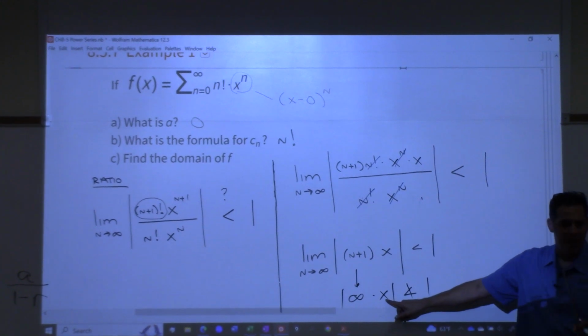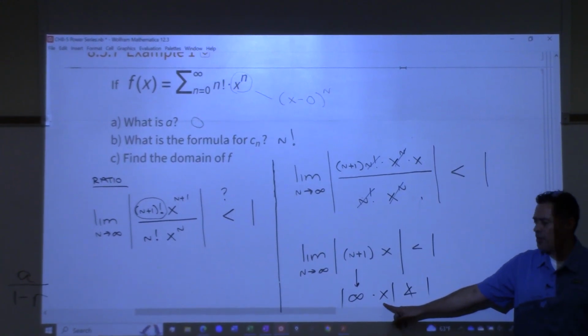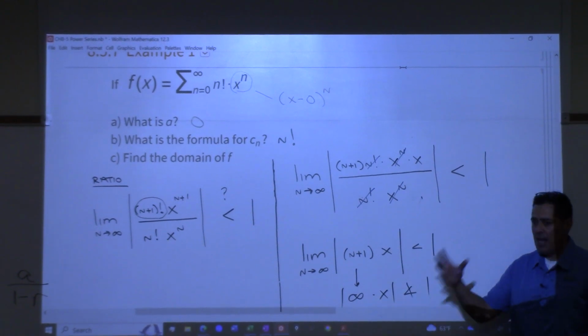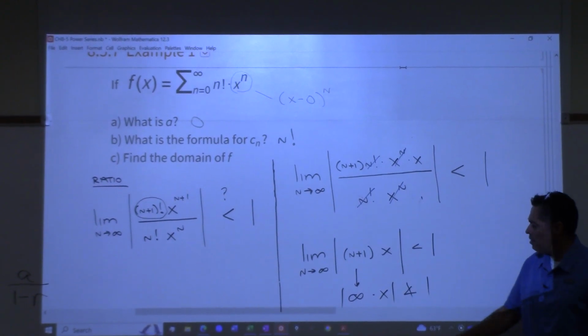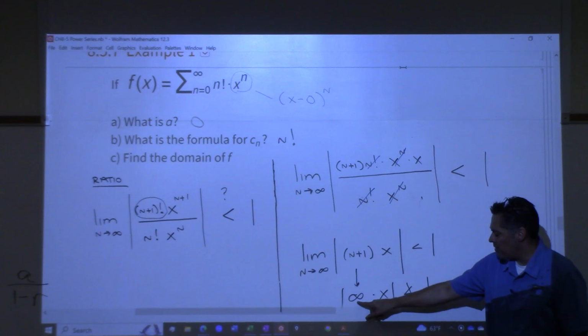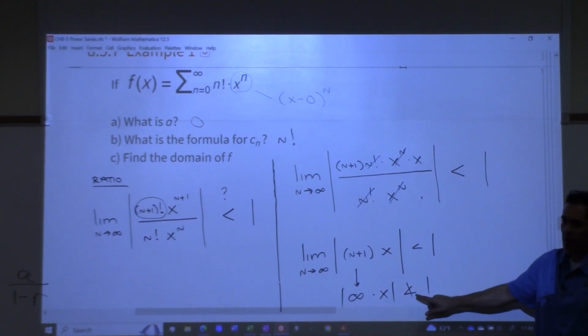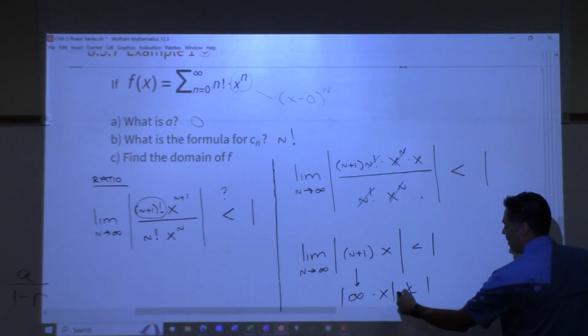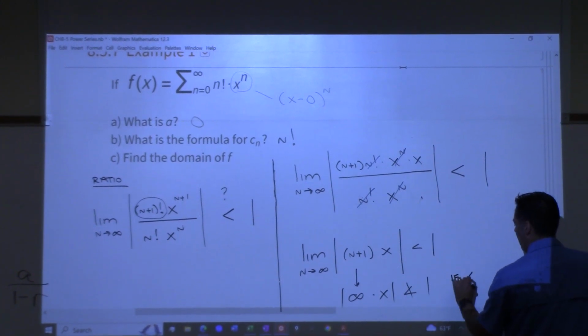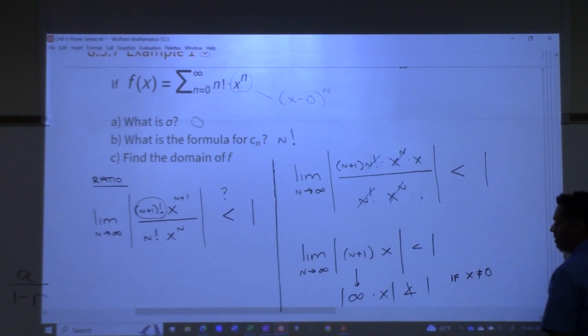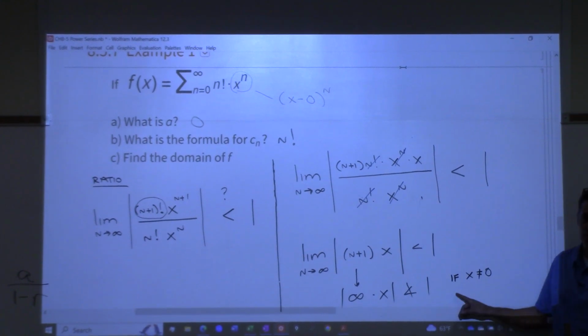See, because x is fixed. X is a fixed number. You can't tell me x is going to infinity or anything like that. X has to be a fixed real number. So if I take a fixed real number and I multiply times something that's getting infinitely big, there's no way that that stays less than 1, right? This will not be true if x is not 0, right? If x is not 0, this is not true.